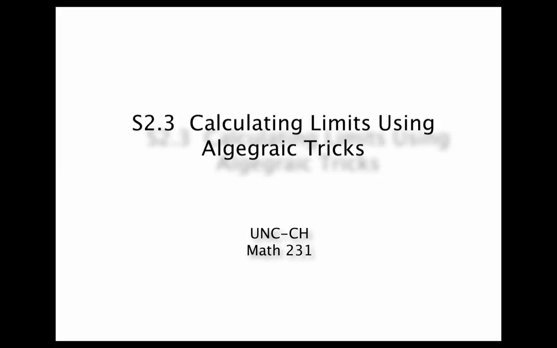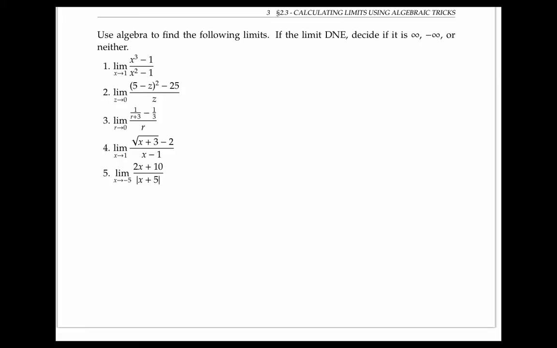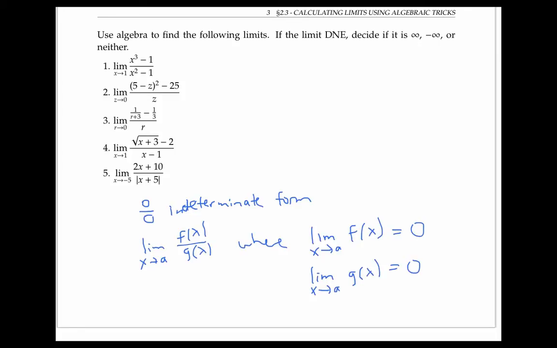In this video, we'll compute a bunch of limits using algebraic tricks. All of these limits are of the 0 over 0 indeterminate form kind. Recall that this means that the limits are of the form, the limit of f of x over g of x, where the limit of f of x equals 0 and the limit of g of x also equals 0.